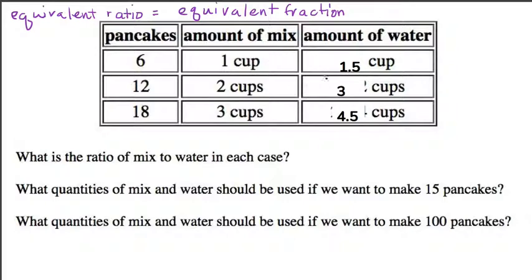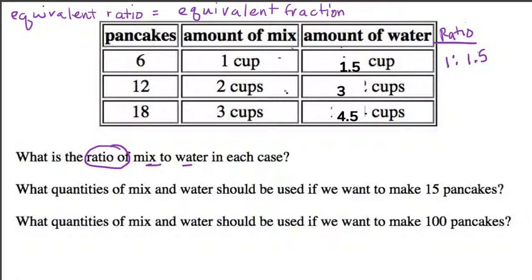So let's go through this step by step. What is the first question? Okay. What is the ratio of mix to water? Okay, of mix to water. So for 6 pancakes, let's put another label here. Ratio. Oops. It's not straight. It's killing my OCD. Okay. So ratio of mix to water for 6 pancakes, it's 1 is to 1.5. 1 cup to 1.5 cups.